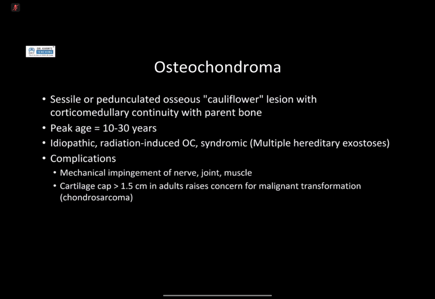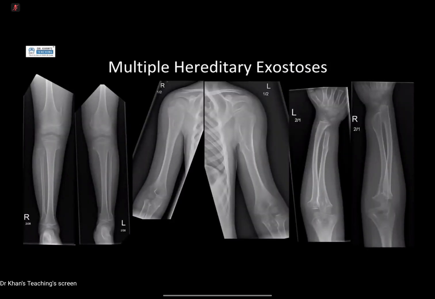There are other associations when you have multiple osteochondromas. It's known as multiple hereditary exostoses. Here's a lovely example of a patient where we can see lots of different types: broad-based, sessile, and pedunculated osteochondromata throughout their limbs.